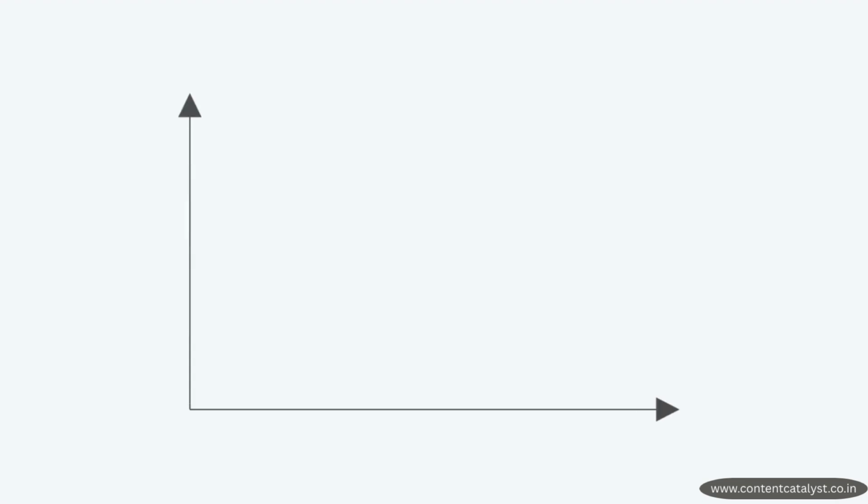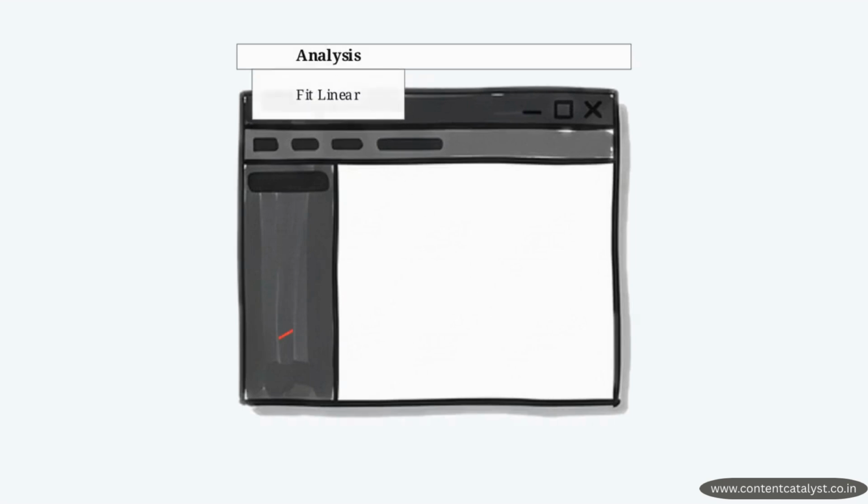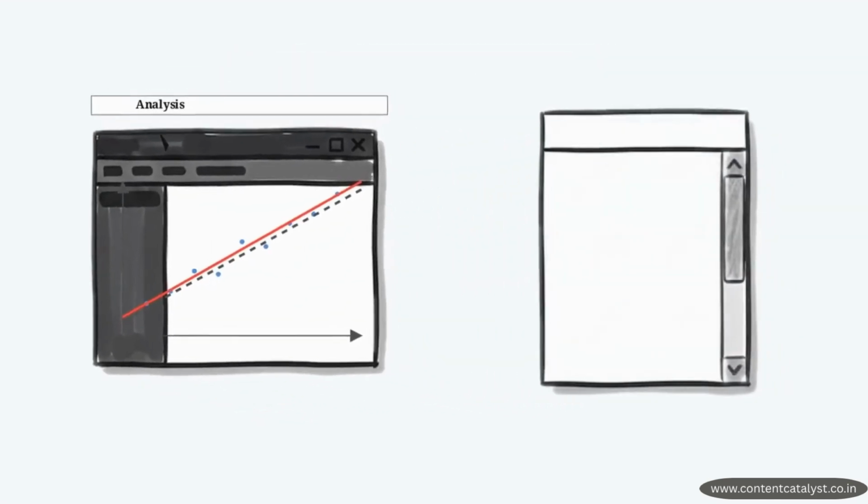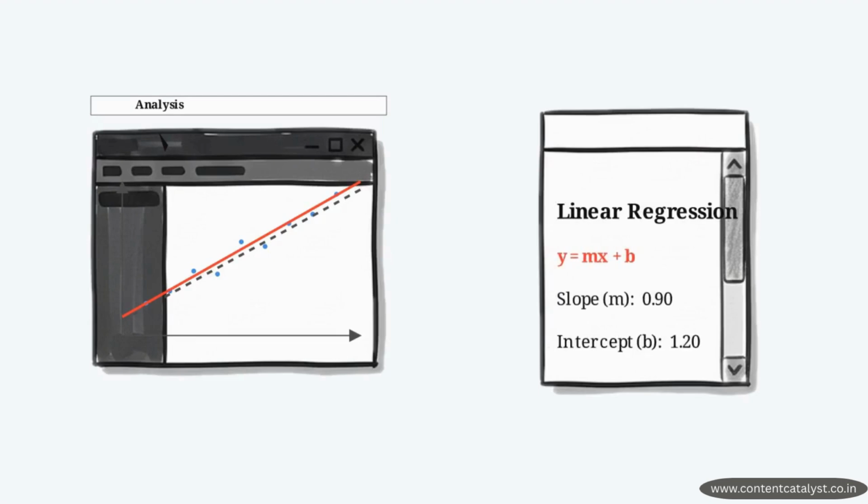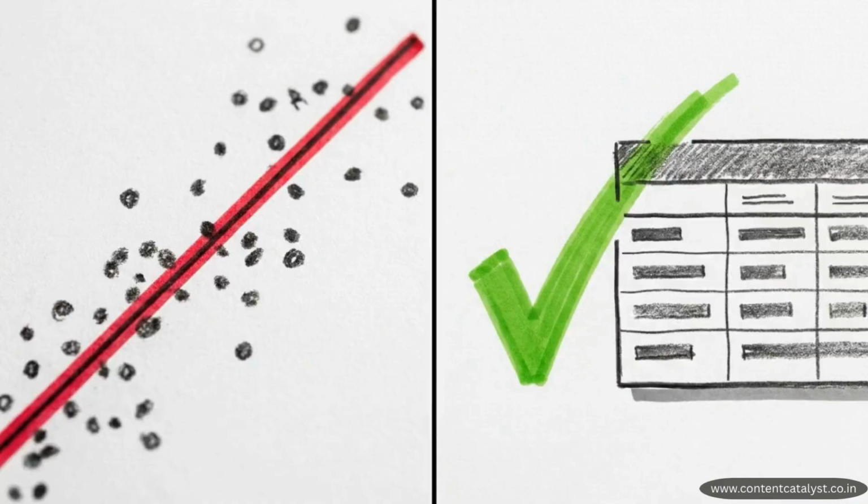Plotting the dots is just the first step. To interpret the data, we must mathematically model the relationship between these points using a curve fit. Ensure your graph window is active, then navigate to the Analysis menu and select Fit Linear. A results log instantly opens alongside your graph, providing the mathematical formula and statistical values, like the slope and intercept, defining your regression line.